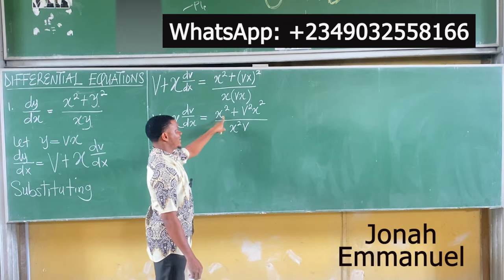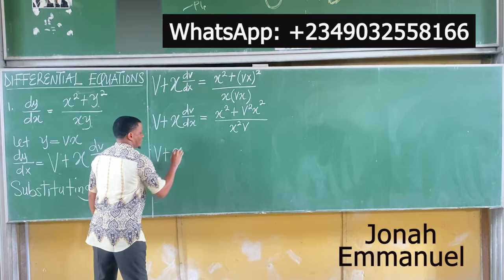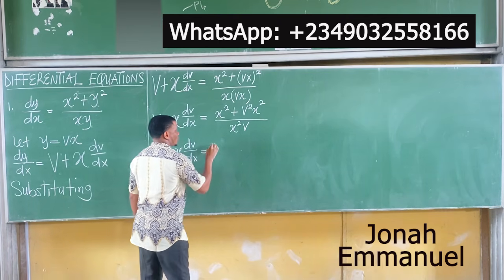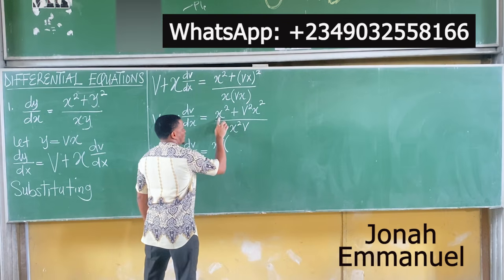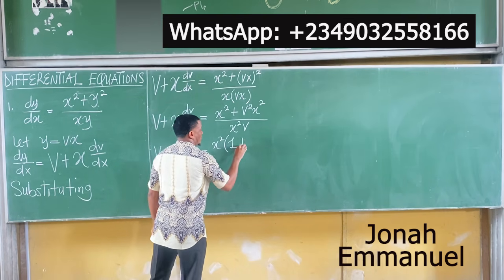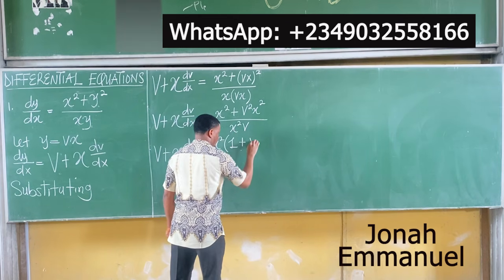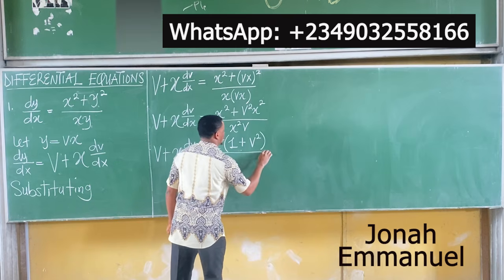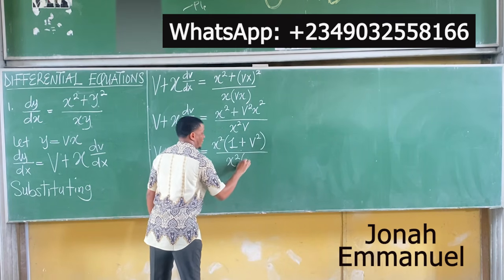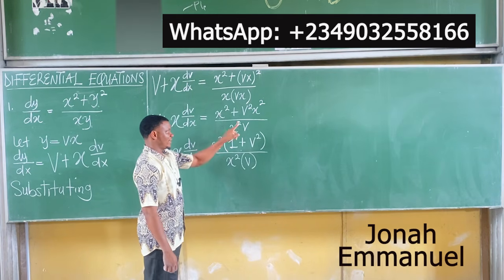I can see x squared, x squared. Let me factorize it. So I'm having v plus x dv dx, it's equal to, bring out x squared here. What do you have here? Of course, x squared divided by x squared gives you what there? 1 plus x squared here. We cancel x squared. You're left with what there? V squared all over. Factorize x squared here. I have x squared. Then you have what there? V. Of course, x squared times v gives you x squared v.